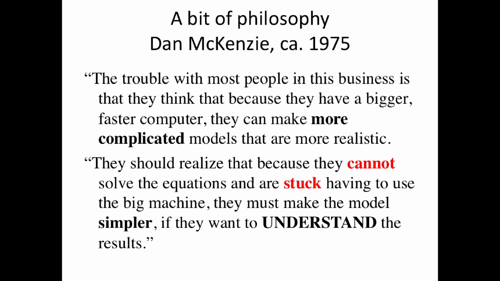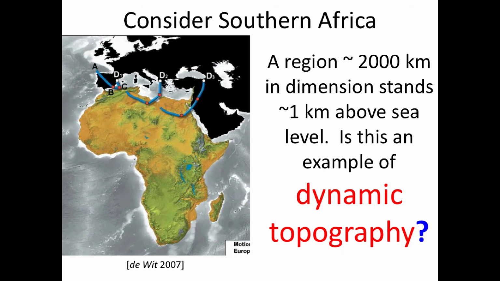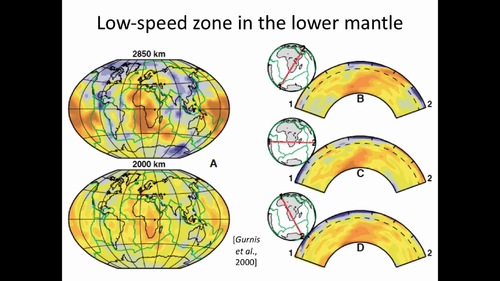Now, understand is a key word because as scientists, we're always trying to understand. We're not trying to make things look like something else. Okay, here's an example of where dynamic topography is popular. Southern Africa stands about 1 kilometer high, 2,000 kilometers wide, 1 kilometer above sea level. Is this dynamic topography? The consensus of many authors is yes.